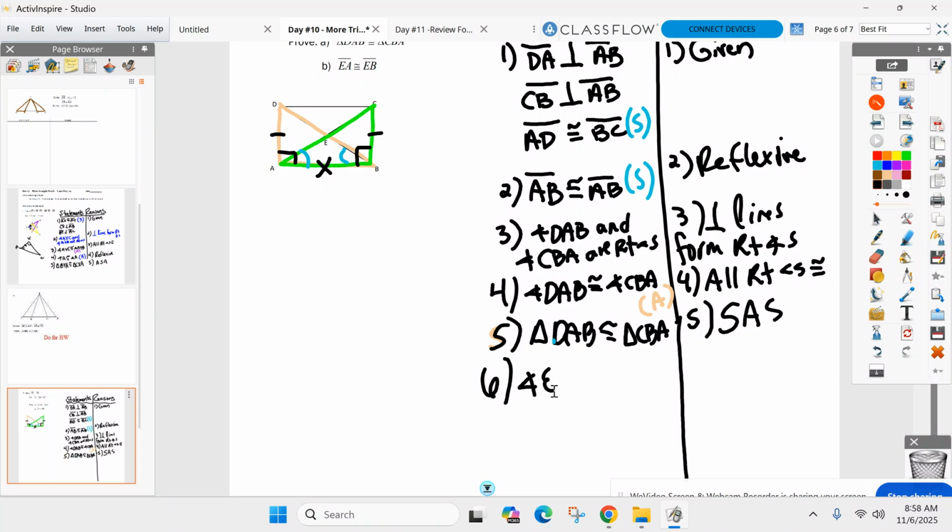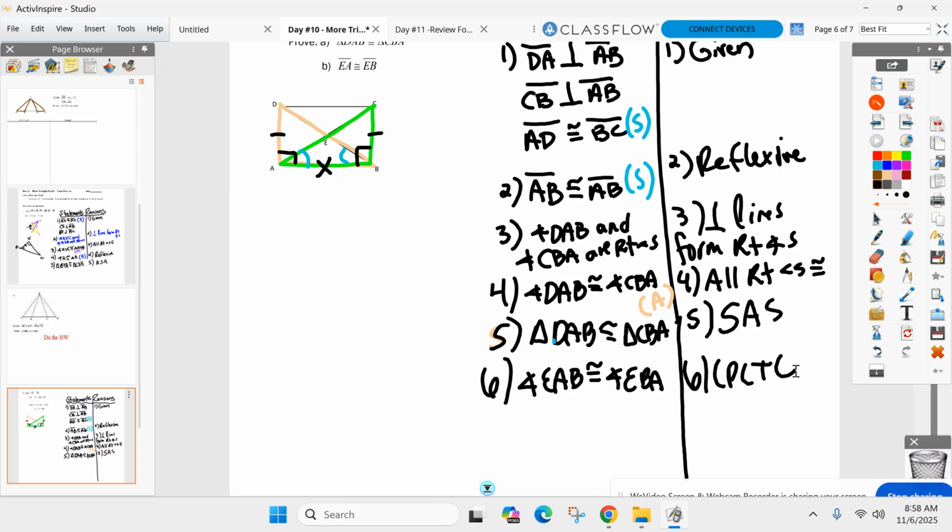Angle EAB, and this is tough, I know. I want to challenge it. EBA and EAB. You could also go DBA and CAB if you wanted to. That's CPCTC. And let's go back to Addie.